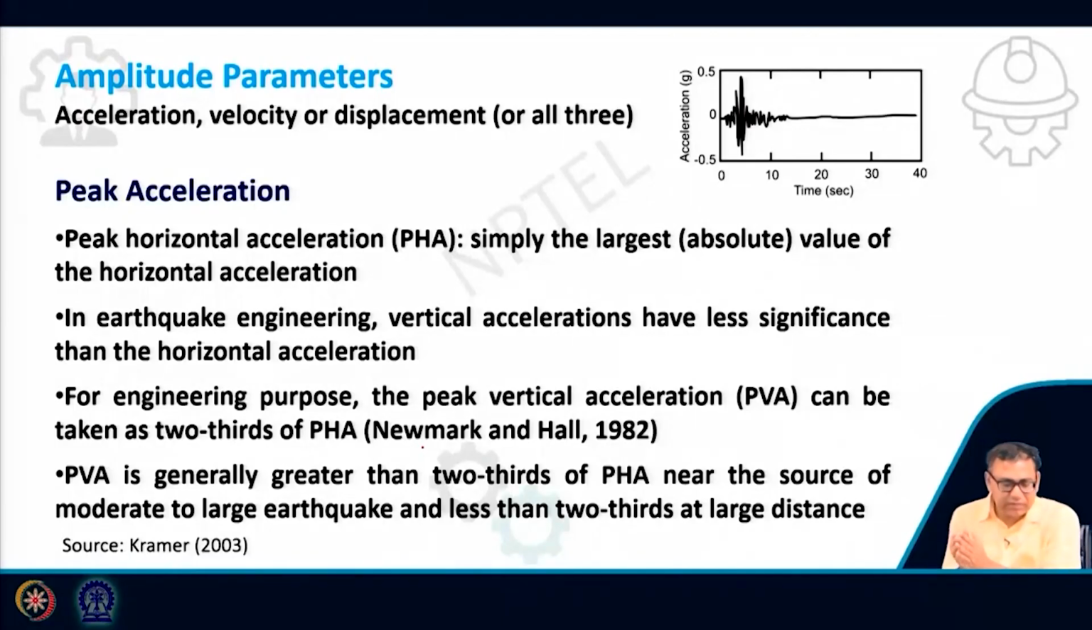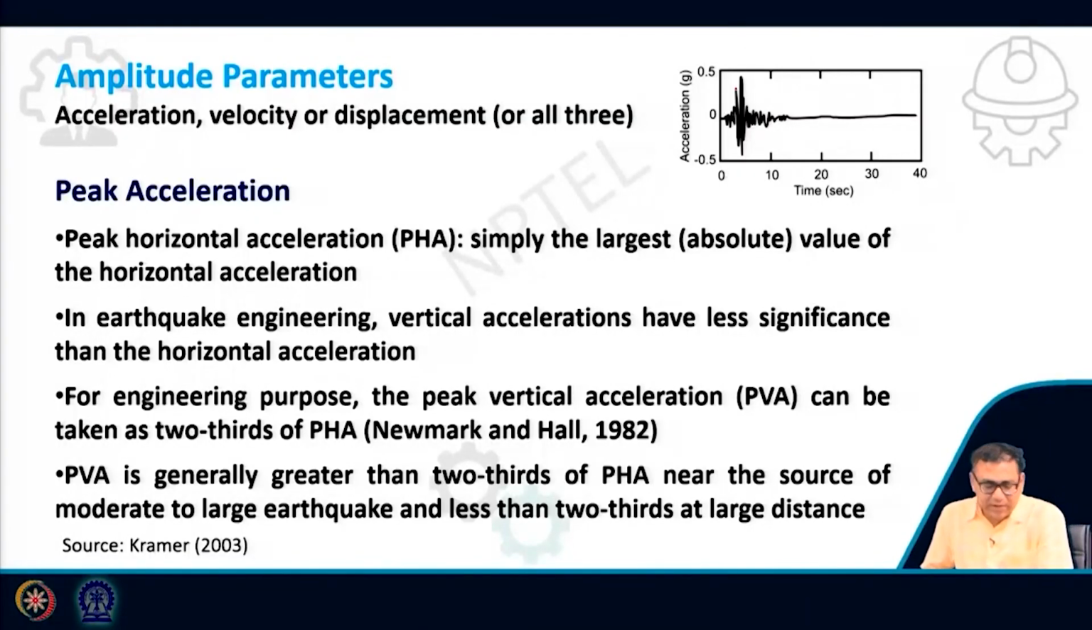So now first we will discuss what is peak acceleration. Now peak horizontal acceleration, that is PHA, or sometimes it is called PGA also, peak ground acceleration, is simply the largest absolute value of the horizontal acceleration. Here you can see it is the largest value of this peak. It is the largest one, but it is absolute, meaning it can be positive or negative. So I will take the absolute one, the largest value of horizontal acceleration.